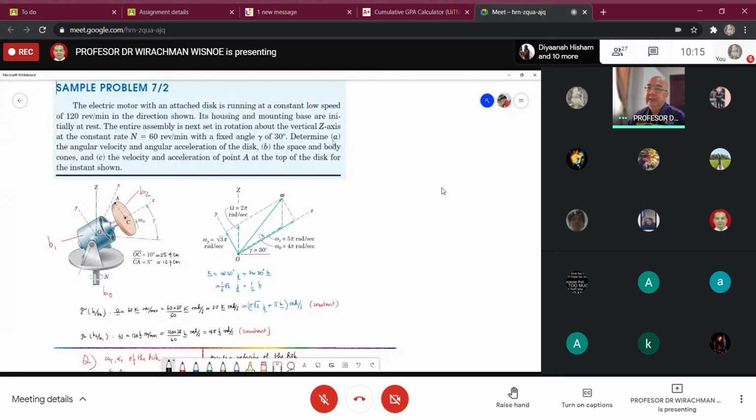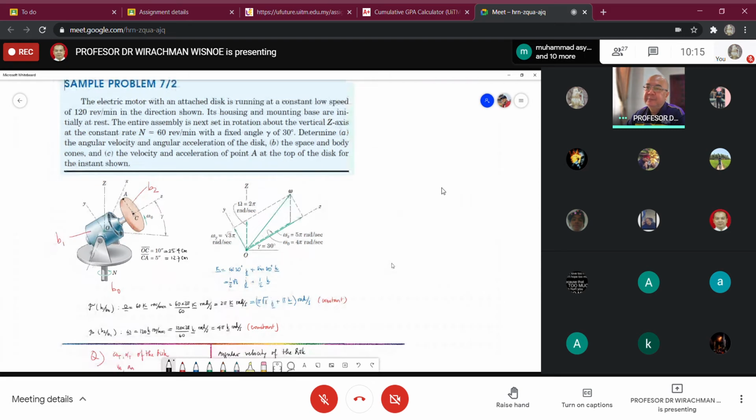Determine A, the angular velocity and angular acceleration of the disk. B, the space and body cones. And C, the velocity and acceleration of point A at the top of the disk for the instance shown. Okay. You can read and read again, try to understand the situation. But let's see this diagram.